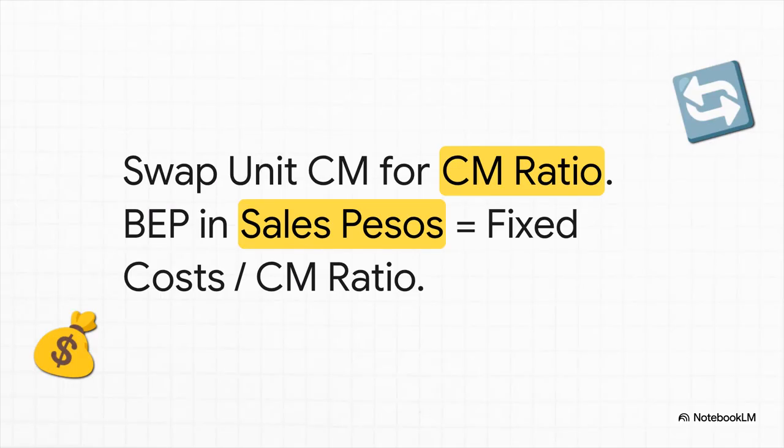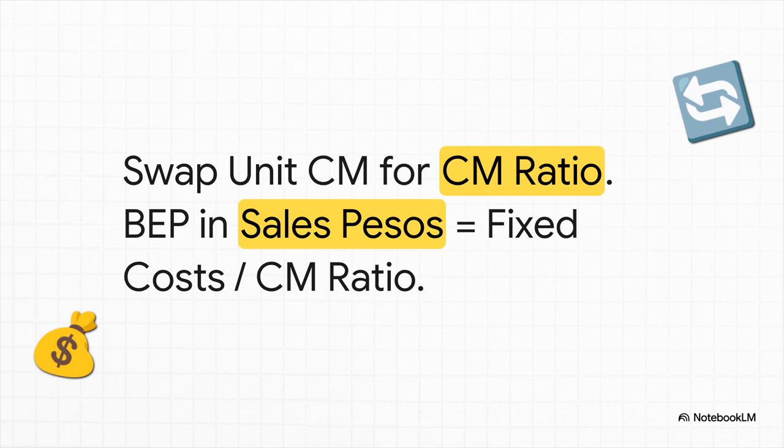But what's truly elegant here is how easily we can pivot. If a tricky multiple-choice question asks for the break-even answer in sales pesos rather than physical units, do not panic. You simply swap out the unit contribution margin in your denominator for the contribution margin ratio. And remember, the CM ratio is literally just your contribution margin expressed as a percentage of sales.